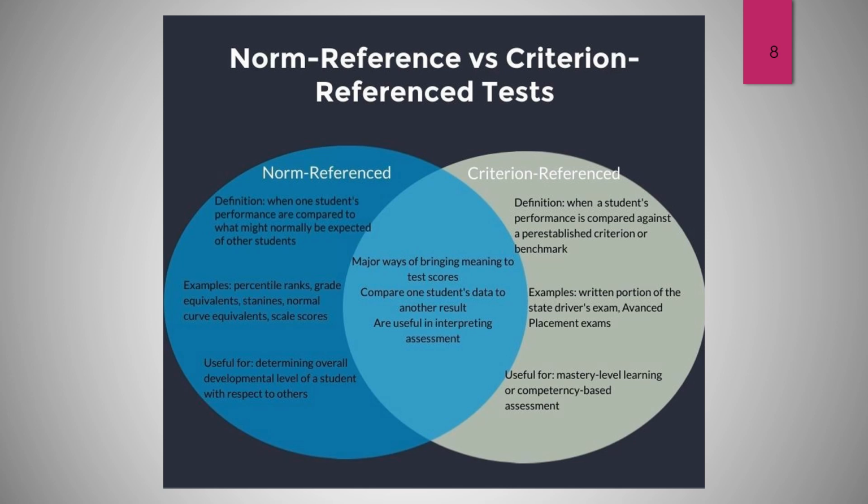Now, this is the brief difference between norm reference test and criterion reference test. Okay, that is the definition as we have already discussed, examples, and usefulness. But these are the major ways of bringing meaning to test scores. Comparing one student's data to another, the results are useful in interpreting assessment. Okay, so these two tests differ from each other, but these two tests are also very much useful. Okay, thank you very much.